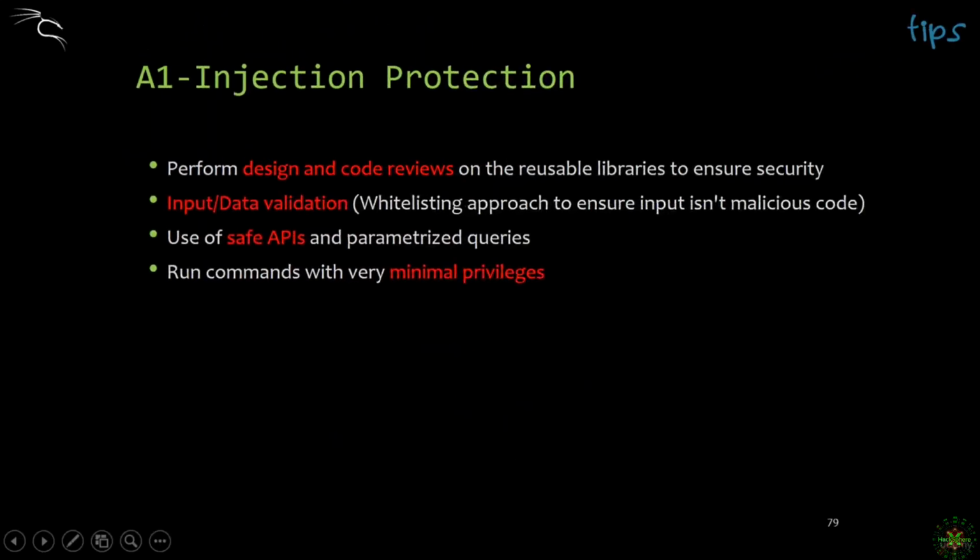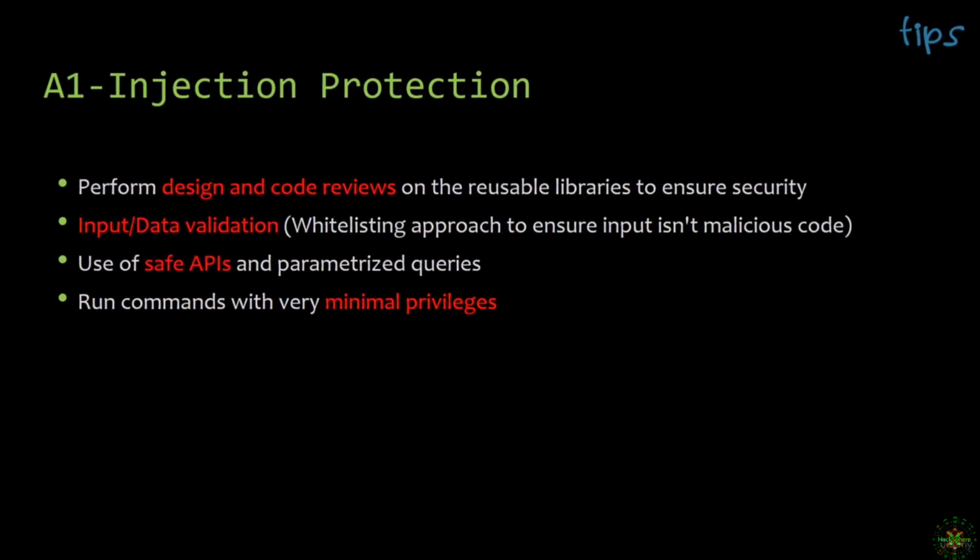Now, how do we protect ourselves from this kind of injection? Well, we need to design and review our code appropriately. We need to do input sanitization to make sure that no malicious code hits the back end. We need to use safe APIs, and we always need to run commands with minimal privileges so that the DROP TABLE command that we've seen earlier wouldn't be executed if the account being used is a normal user.